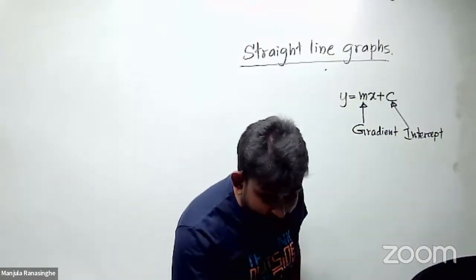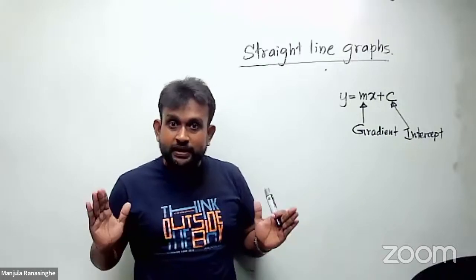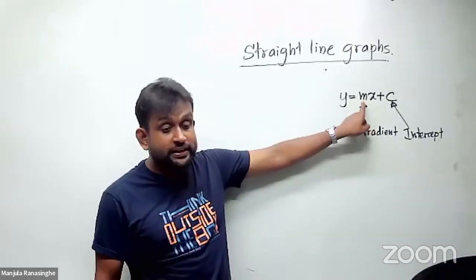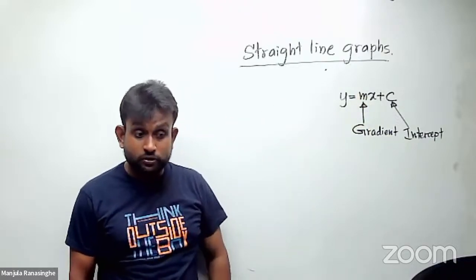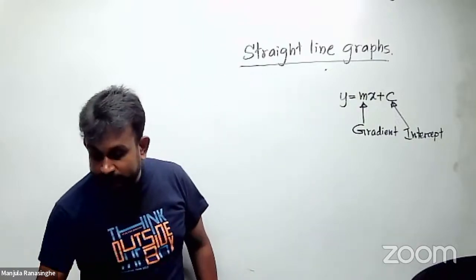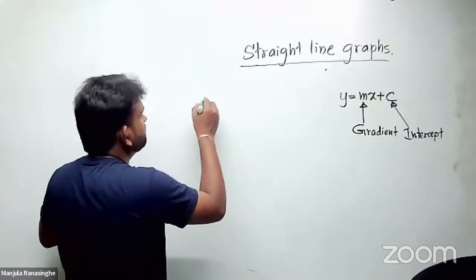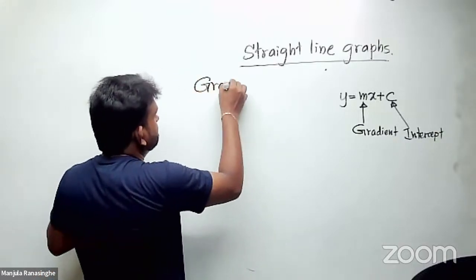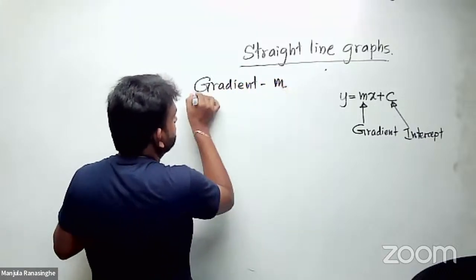Right. Now, my subtopic is gradient. We have seen a lot of questions given in the past papers for the gradient. That is a very important part of this lesson. So, finding the gradient. Okay, now you can write down the subtopic gradient. Gradient, we call the symbol m.